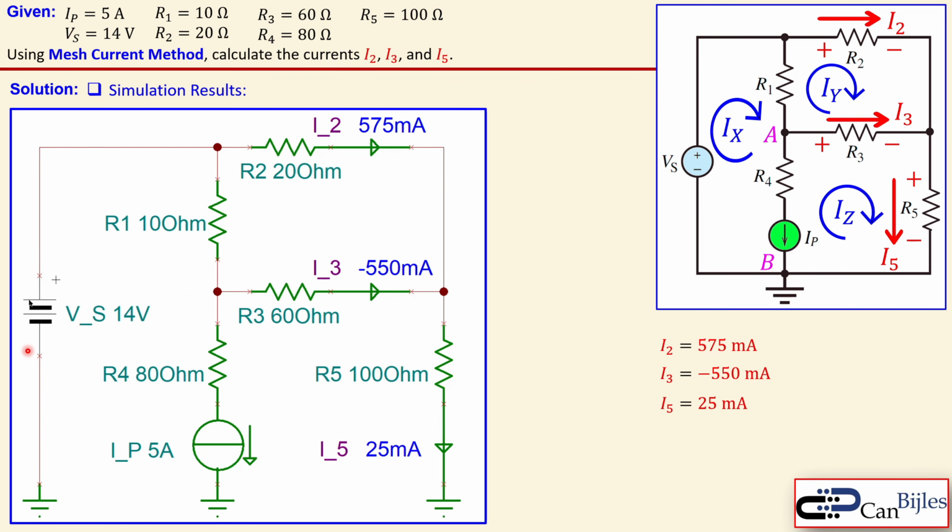So this is the circuit in the SPICE simulator. You see here the voltage source, the current source, and also the 5 resistor values. You see the current arrows where we measure the current in the branches. You see I2 is 575 milliamps as calculated, I3 is minus 550 milliamps as calculated, and I5 is 25 milliamps as calculated. So we have verified this using this simulation.